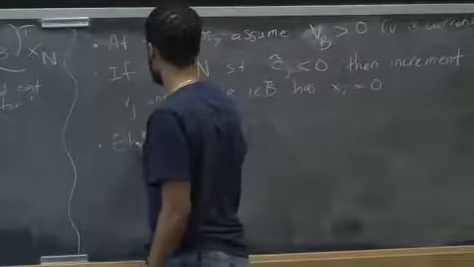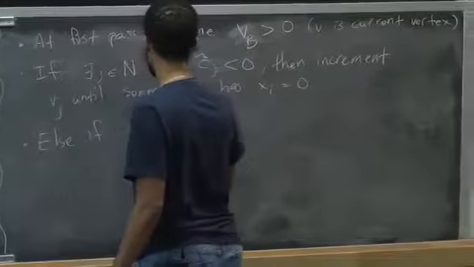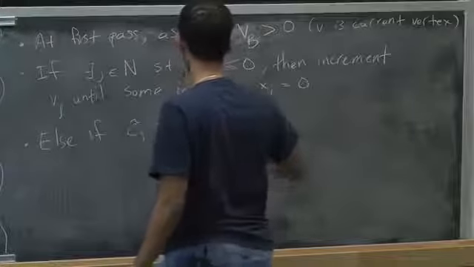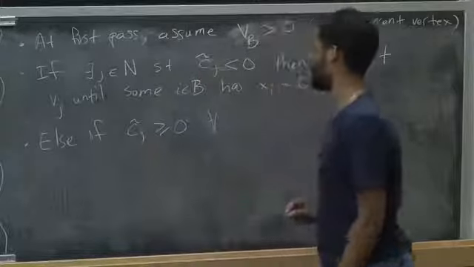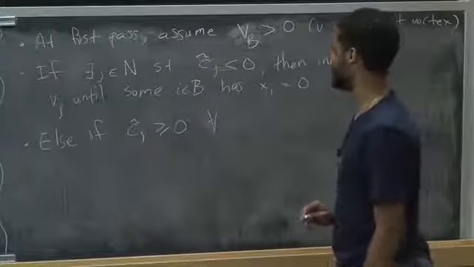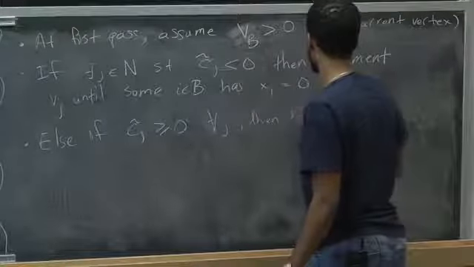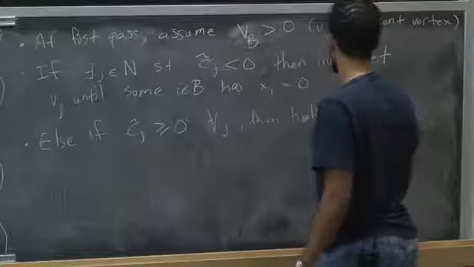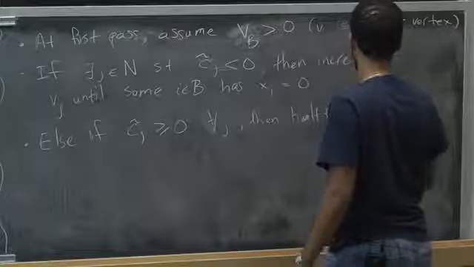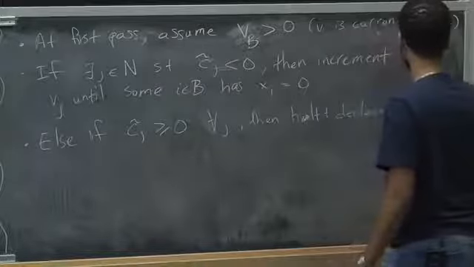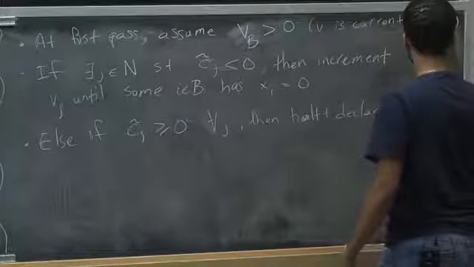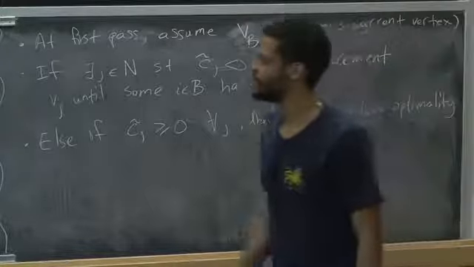Otherwise, if C tilde j is greater than or equal to 0 for all j, then halt and declare optimality. Okay. And why can I do that?